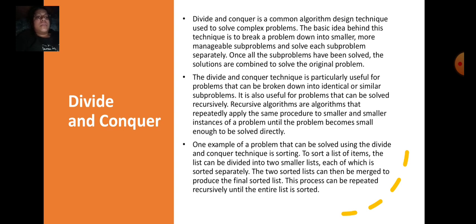One example of a problem that can be solved using the divide and conquer technique is sorting. To sort a list of items, the list can be divided into two smaller lists. Each smaller list is sorted separately. The two sorted lists can then be merged to produce the final sorted list. This procedure can be repeated recursively until the entire list is sorted.